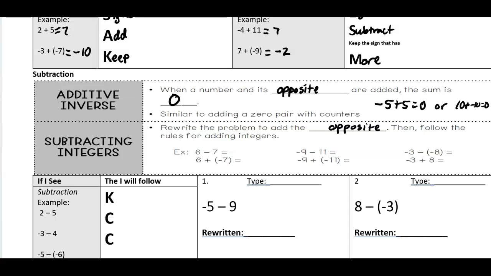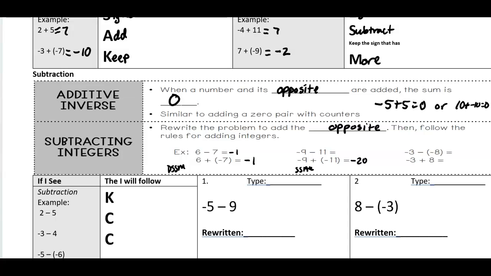Let me show you. 6 minus 7 is the same as saying 6 plus negative 7. In our head, we know that 6 plus negative 7, that's DSSM. And we have more negatives, so that gives us negative 1. So 6 minus 7 is also negative 1. Negative 9 minus 11 is the same as adding negative 11, right? It was minus a positive, now I'm saying plus a negative. Remember, adding the opposite is the same as subtraction. So negative 9 plus negative 11, that's SSAK. Same signs, add and keep the sign, that's negative 20.